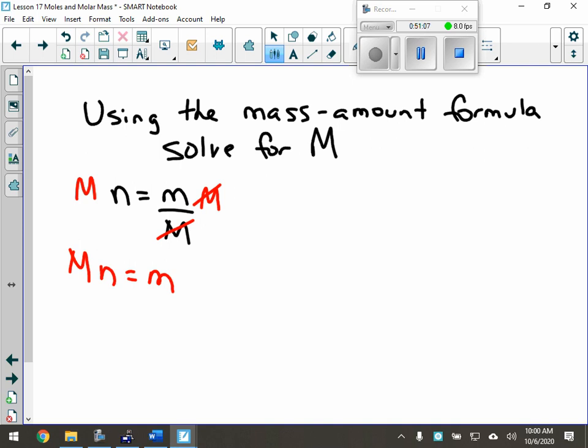No. Okay. How do I get big M by itself? I have to get rid of N. If it's M times N, how do I get rid of N? I divide by N. Divide by N. Your formula should be this. Yes? Okay.